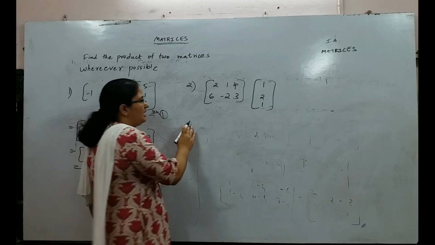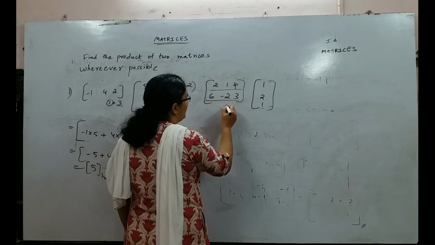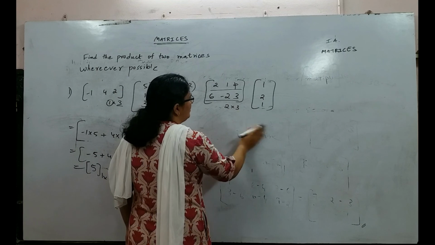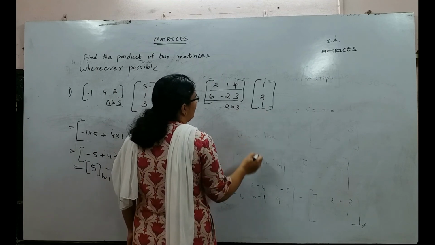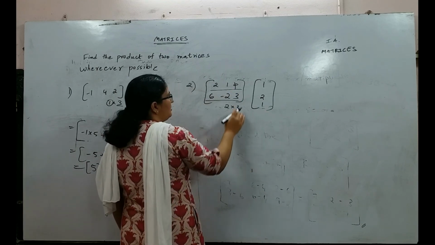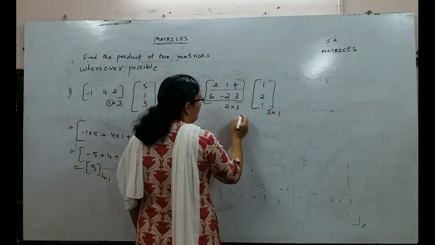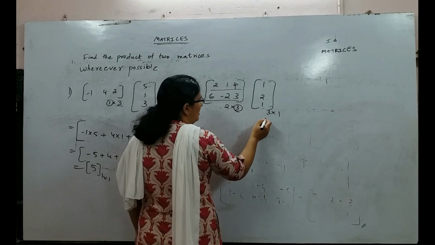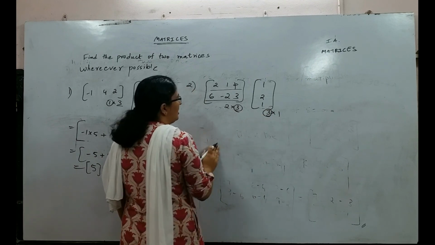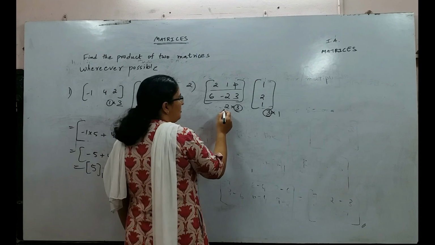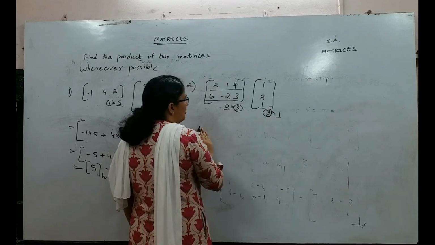Right. Let us discuss this problem. How many rows are there? 2 rows, 3 columns. Here it is 3 rows and 1 column. Number of columns of first matrix is equal to number of rows of second matrix. So you can multiply these two. Remaining matrix will be of the order 2 by 1.